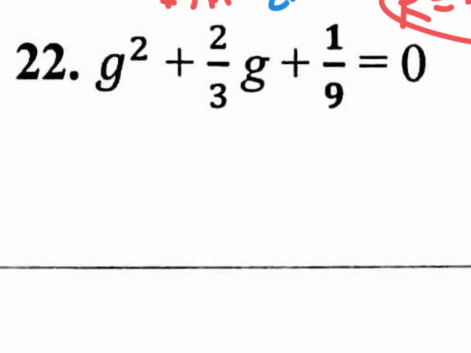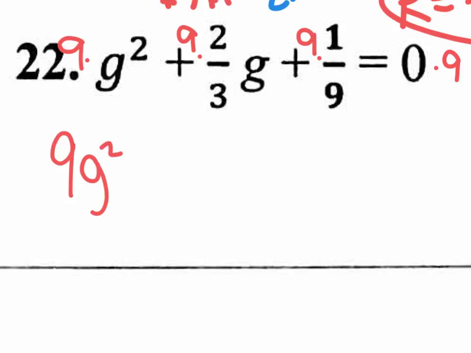Jumping to number 22, what confuses you on 22? That's right, the F word, fractions. So let's get rid of the fractions by multiplying everything by what? The denominator, right? Let's go with the biggest denominator, 9. So if I multiply everything by 9, 9 times g squared is 9g squared. And up here you could either say 9 times 2 is 18, and then 18 divided by 3 is 6g. Or you could cancel the 9 and the 3 and you'll have a 3 left over times 2, which is still going to give you a 6g.